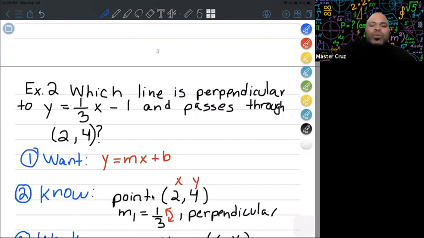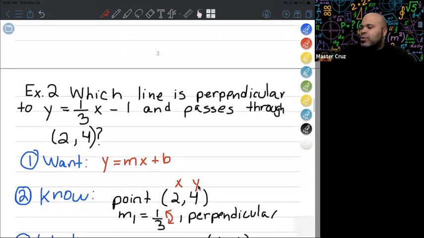So what do we know in this problem? We know a point, (2, 4), x comma y. And like we said, this is x1, y1. You can label this x1, y1. And we know a slope, which is 1/3.